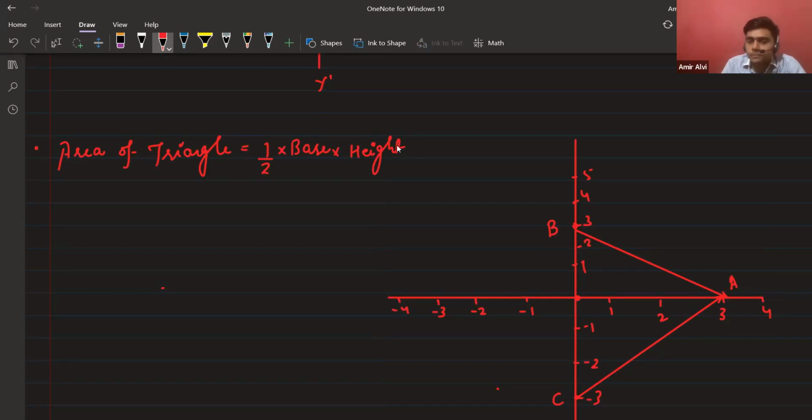One more thing. This is the general area of a triangle formula, and if you have to find the area of an equilateral triangle, it would be root 3 by 4 a square. Is this clear? Yes or no?